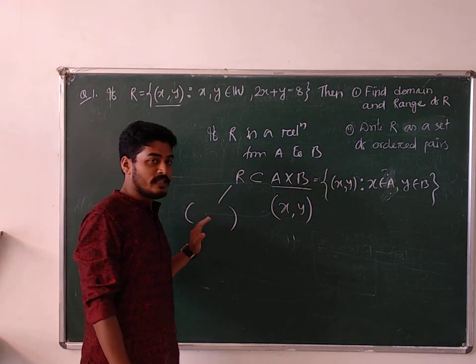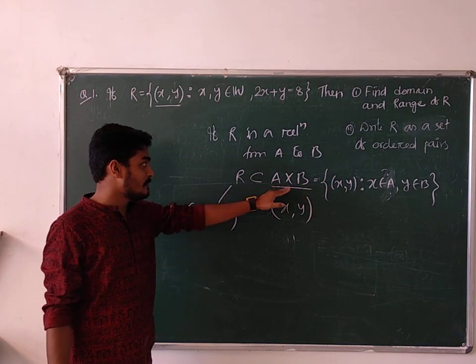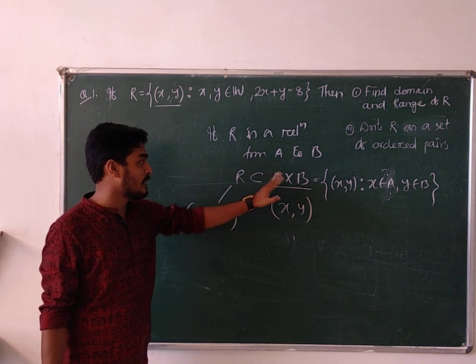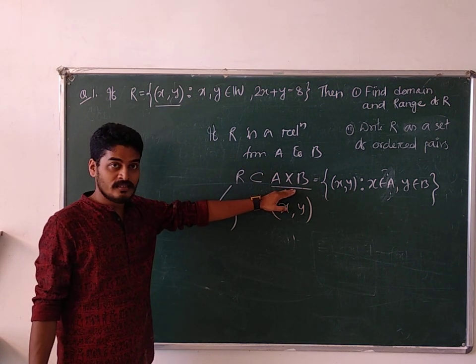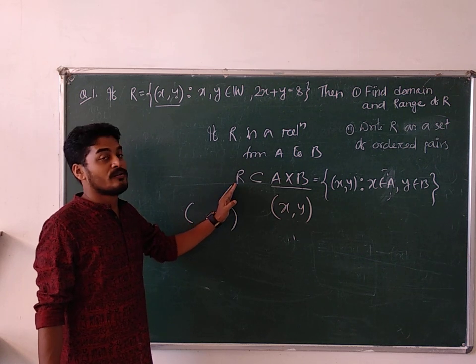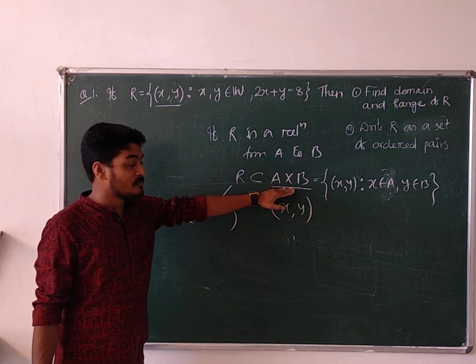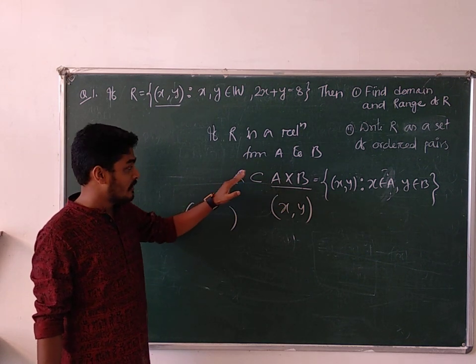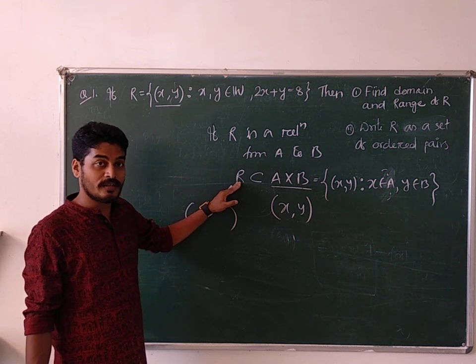So R also contains ordered pairs. R is a subset of this one. Subset means whatever elements are here, all those elements will be here also. As A cross B contains ordered pairs, R also contains ordered pairs.